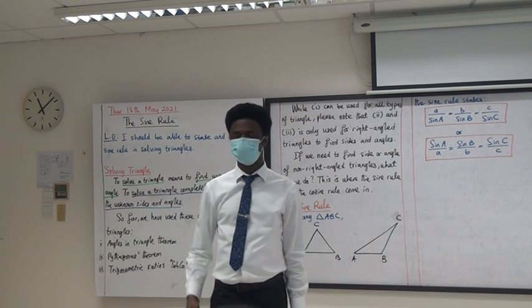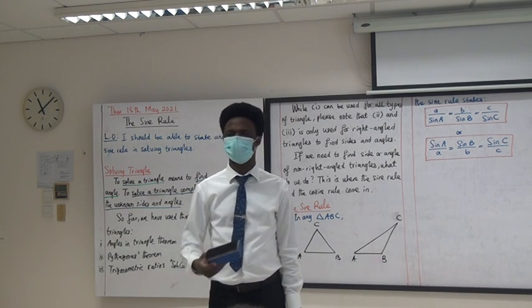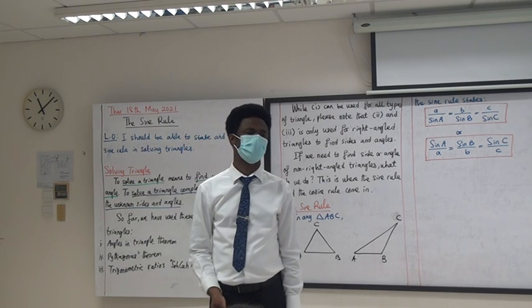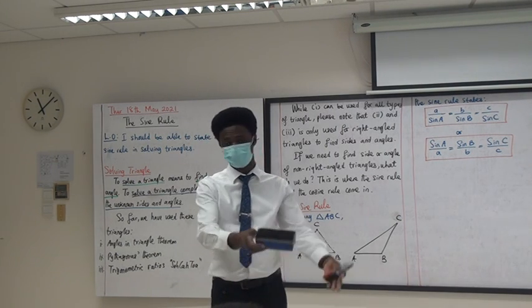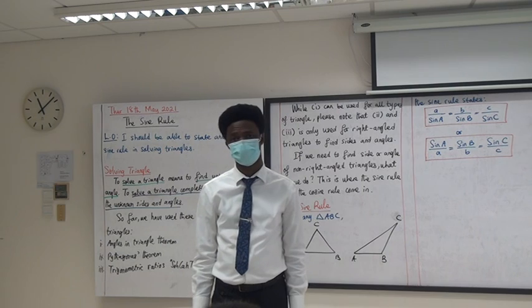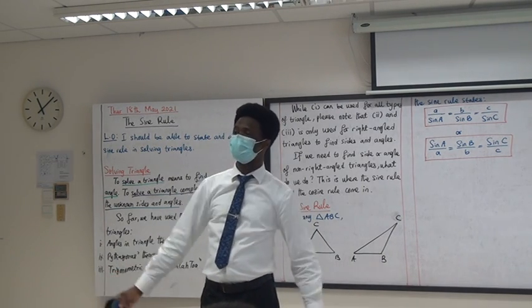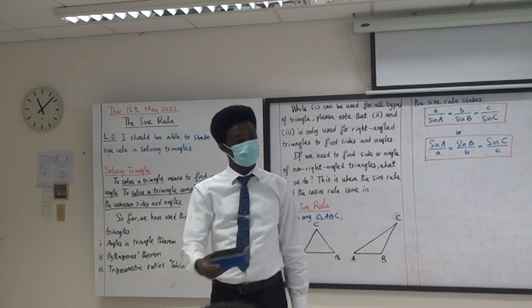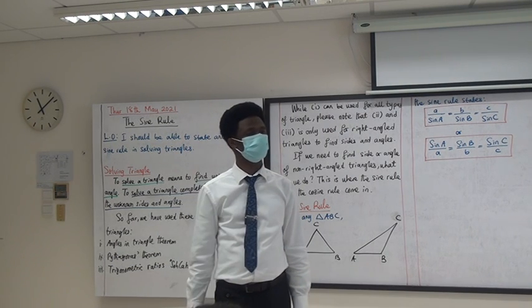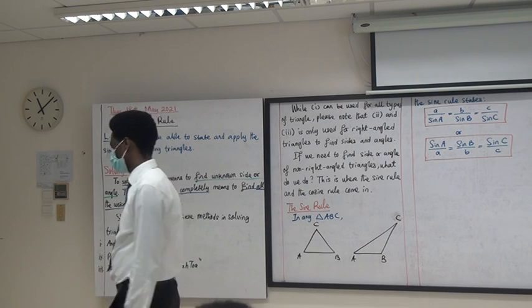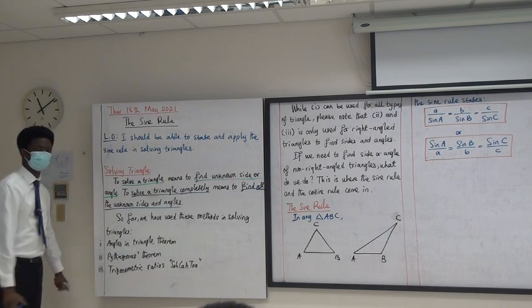Understand? So when you find a missing side or angle, you're actually solving the triangle. And you will agree with me that you have been solving triangles in the past. Right? You've been finding angles and sides in the past. So you have actually been solving triangles unknown to you. These are some of the methods you have been using.